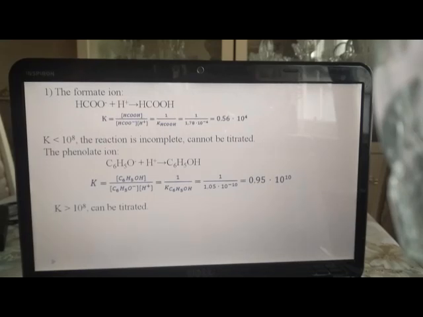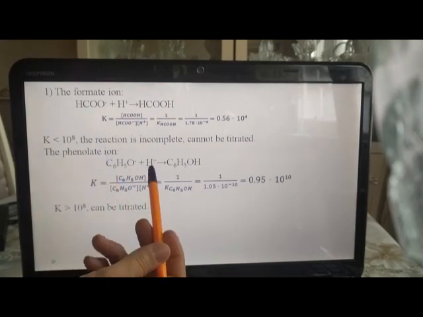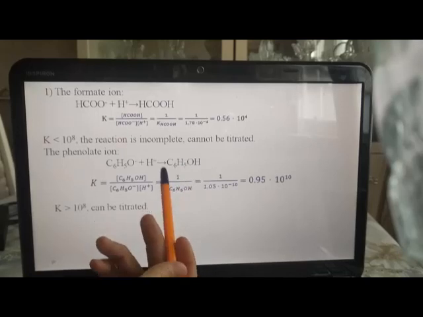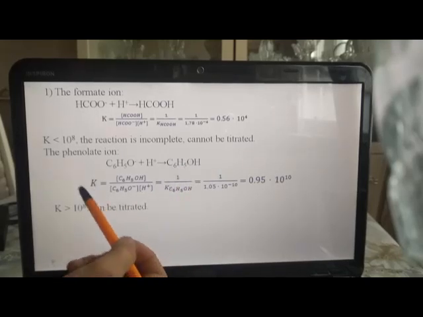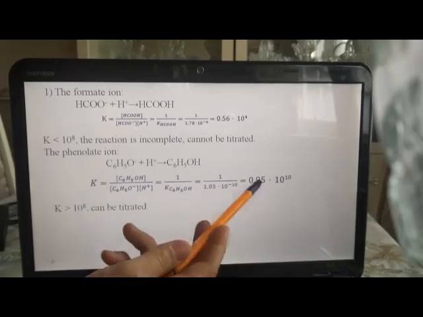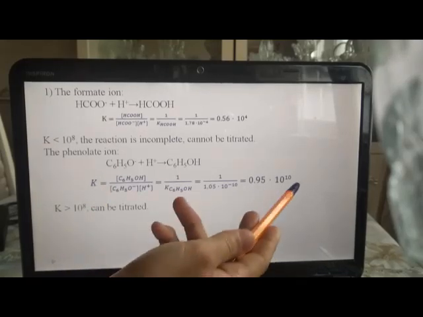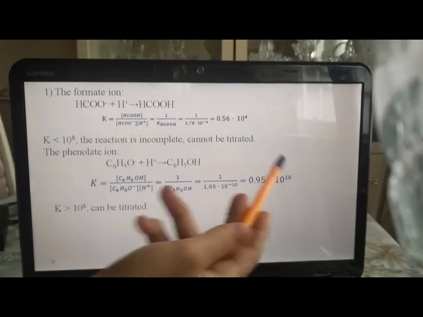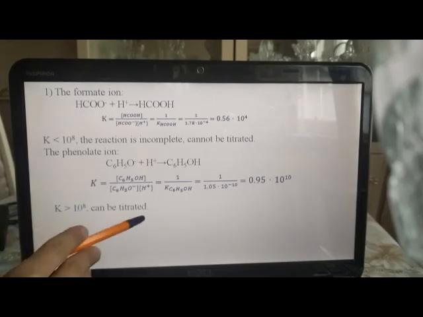The phenolate ion, for example, in titration with a hydrogen proton, we can form phenol, and the equilibrium constant is equal to 0.95 multiplied by 10 to the 10 degree. In this case, the constant is more than 10 to the 8 and it can be titrated.